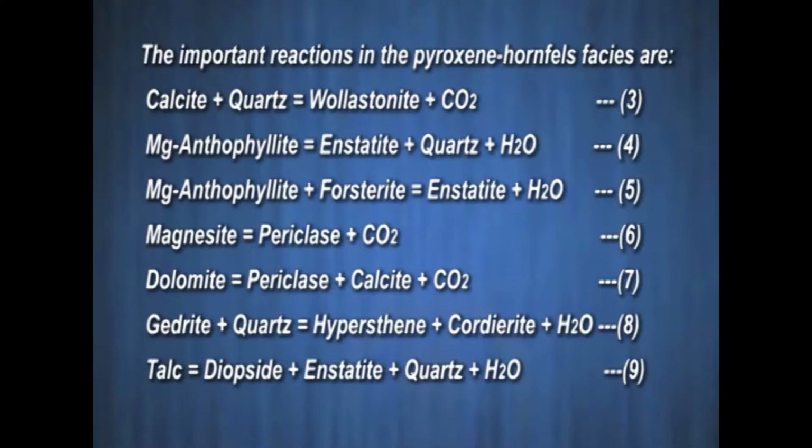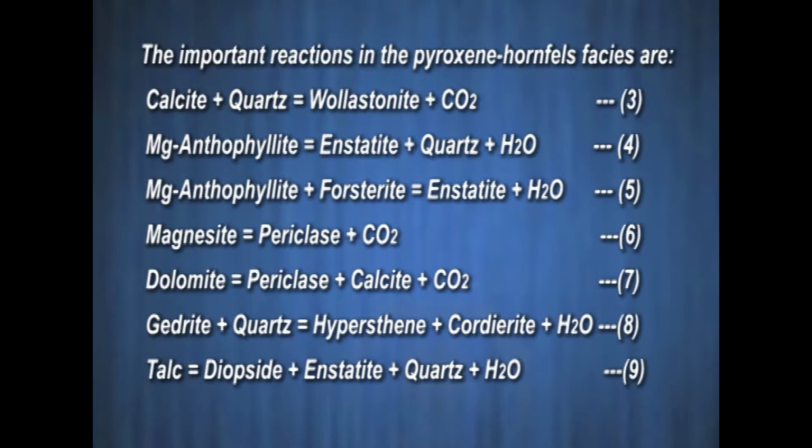The important reactions in the pyroxene hornfels facies are: calcite plus quartz give rise to wollastonite plus CO2. Another reaction is Mg anthophyllite gives rise to enstatite plus quartz plus water. Mg anthophyllite plus forsterite gives rise to enstatite plus water.